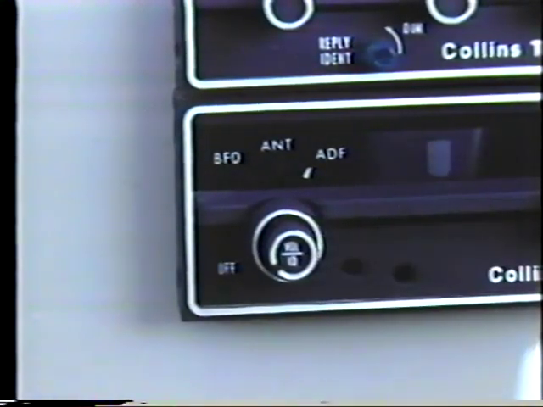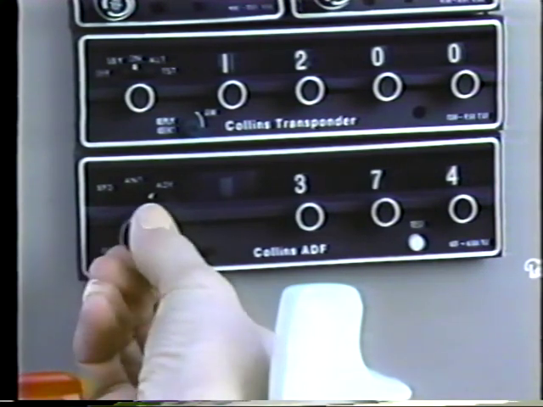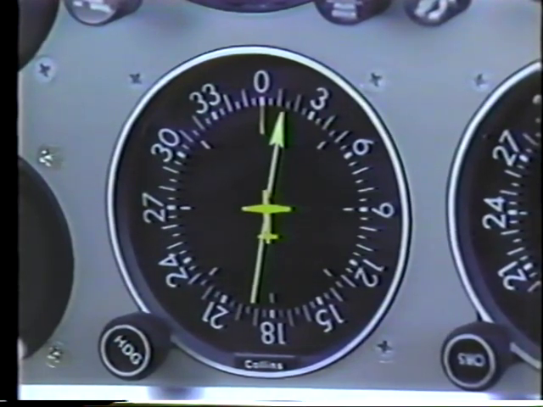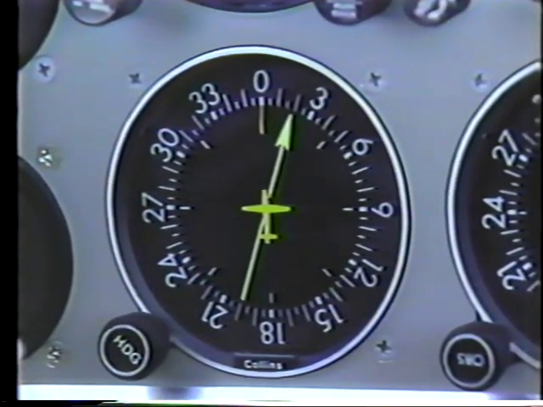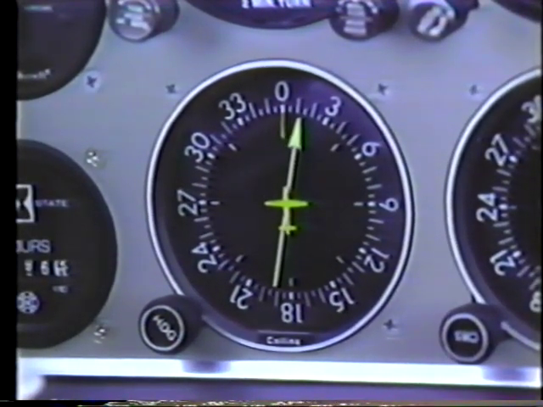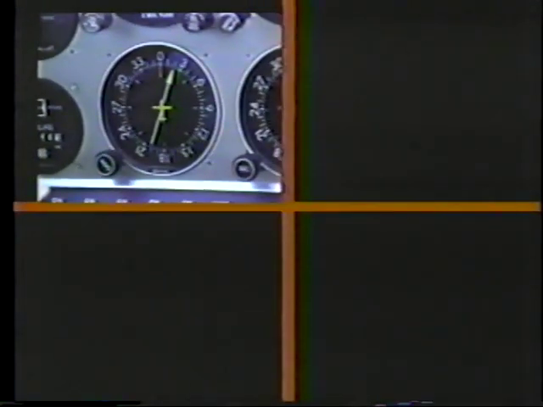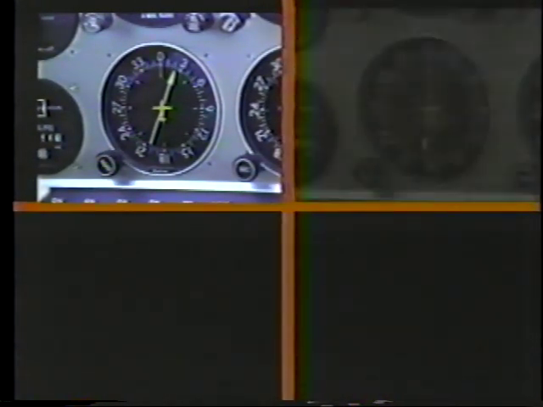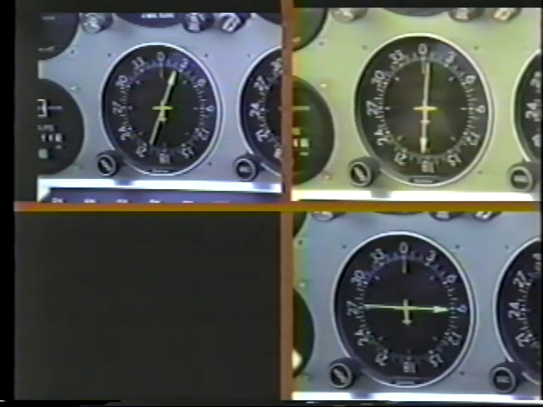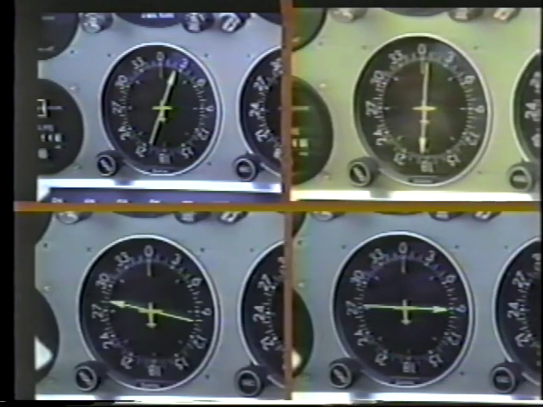Now we turn the function knob to the ADF mode, which activates its navigational capability. The arrow on the end of the bearing pointer will now indicate the direct non-directional beacon as relative bearing on the bearing indicator. If the arrow on the pointer is in the upper half of the dial, the station is ahead of the airplane. If the pointer is in the lower half of the dial, the station is behind the airplane. If the pointer is on the right, the station is on the right. If the pointer is on the left, the station is on the left.